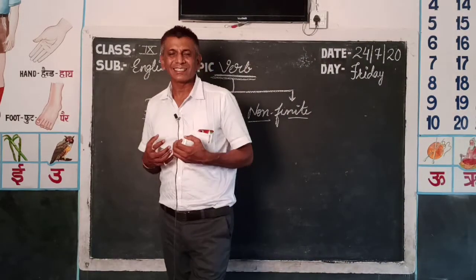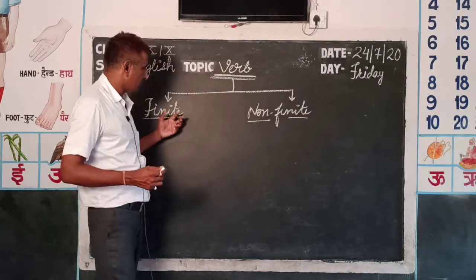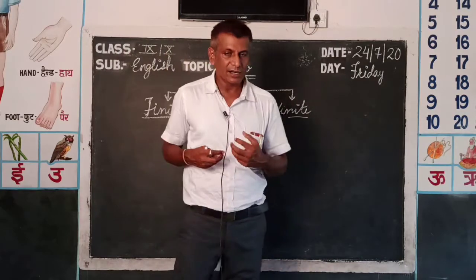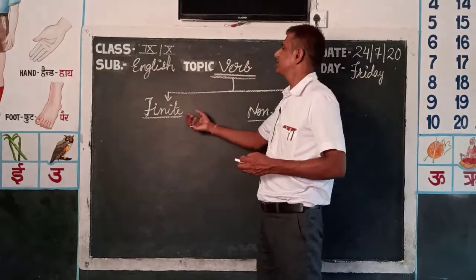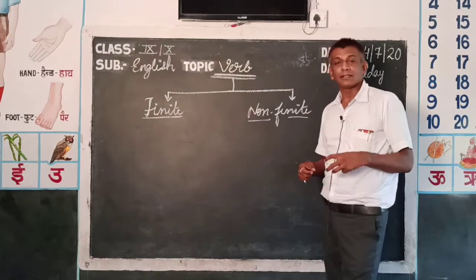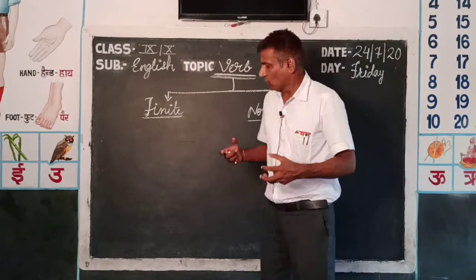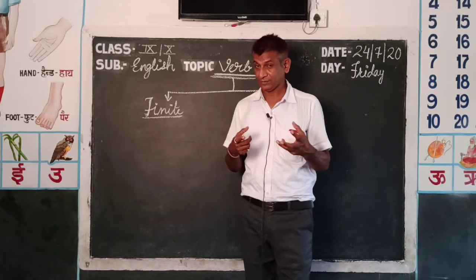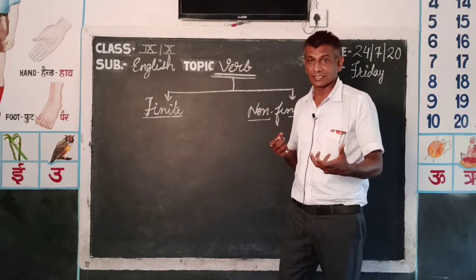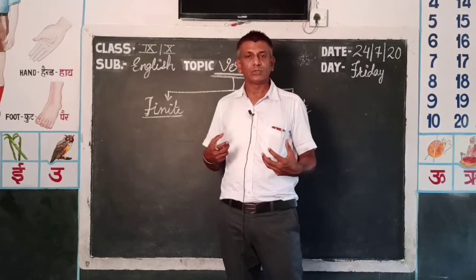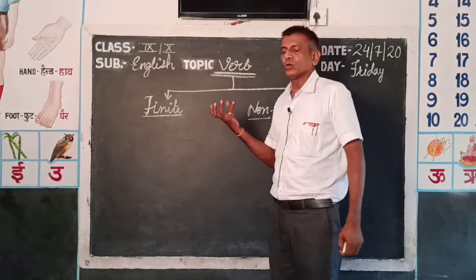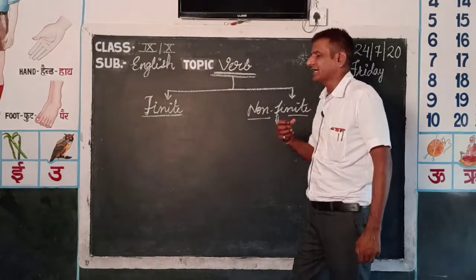So what do we understand with the words finite and non-finite? Well, these are French words. Finite means something limited. Non-finite means unlimited. So there are a few verbs which are finite and others are non-finite. It depends on the use of the finite verbs and the non-finite verbs. If you do not remember the names finite or non-finite, it doesn't matter.